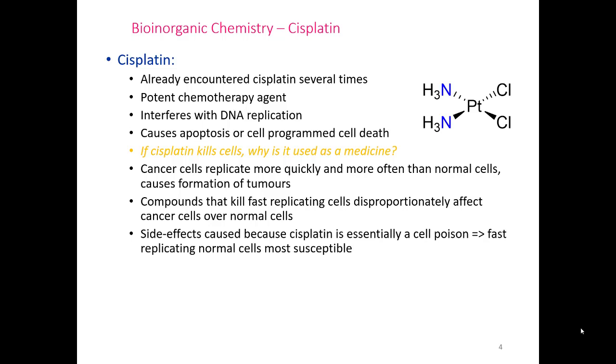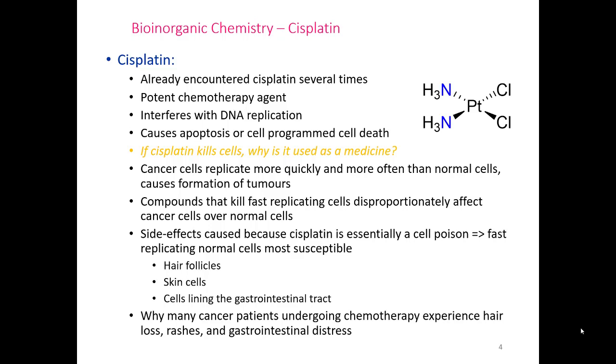However, because cisplatin kills normal cells too, there are quite a few side effects that are seen with cisplatin treatments. The side effects are disproportionately seen in cells that are fast replicating under normal conditions. This includes hair follicles, skin cells, and cells lining the gastrointestinal tract. This also explains why many cancer patients undergoing chemotherapy experience hair loss, rashes, and gastrointestinal distress.